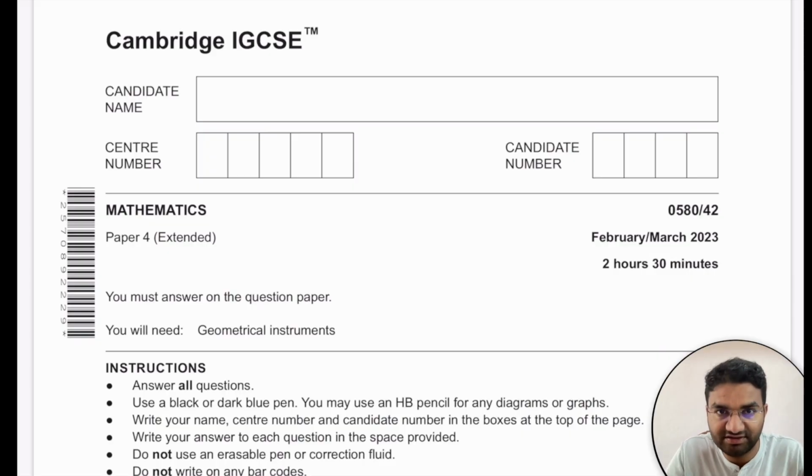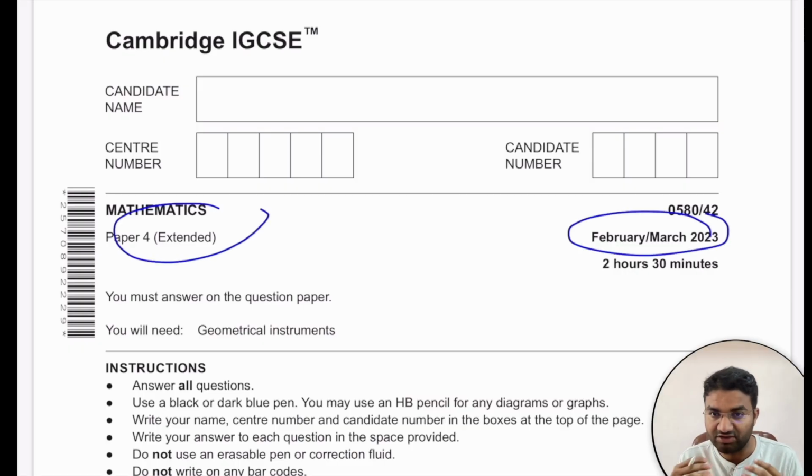So today we have to discuss the first question of the February-March 2023 extended paper, and our regular batches and regular classes help you understand tips and tricks, methods and concepts.